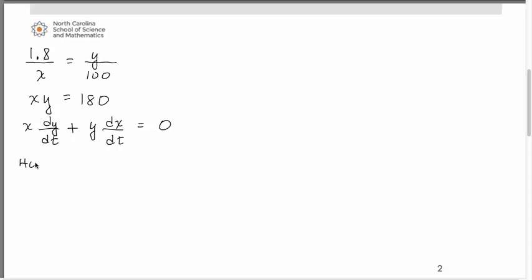We know x is 40, because we're talking about the point in time at which she was 60 meters from the building, so she was 40 meters, the x, from the spotlight. We're trying to find dy/dt. Now the y we need to find, so this is where we're going to have to do a little side scratch work. We know dx/dt is 1, but we're going to have to do a little bit of work to find the y, so let's do that.